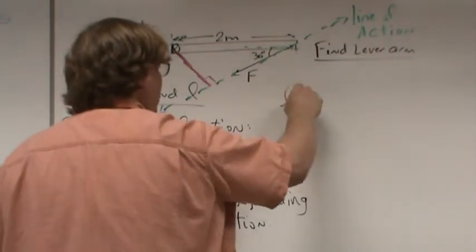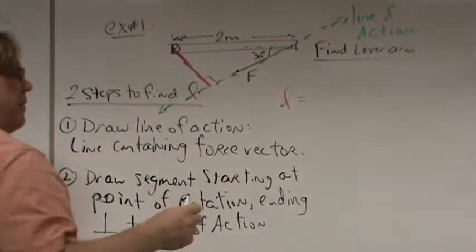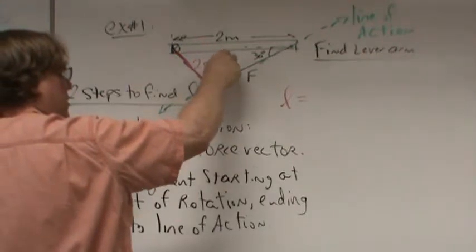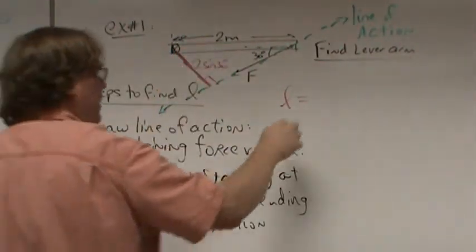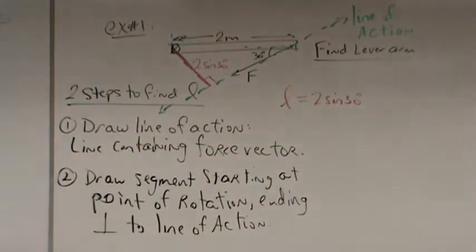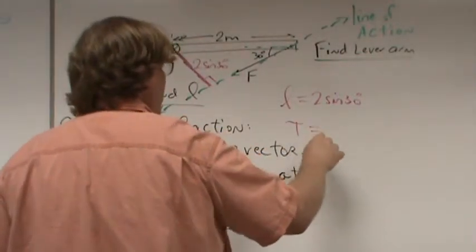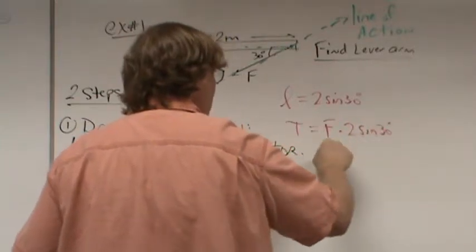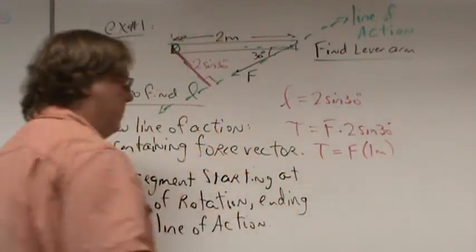Are you guys getting that the lever arm is going to be 2 times the sine of 30 degrees? This length here is 2 sine 30. The hypotenuse is 2, the angle is 30. This is opposite the 30, 2 sine 30 degrees. And so if someone asked me for the torque, it would be force times 2 sine 30 degrees. Or the torque would be force times 1 meter.